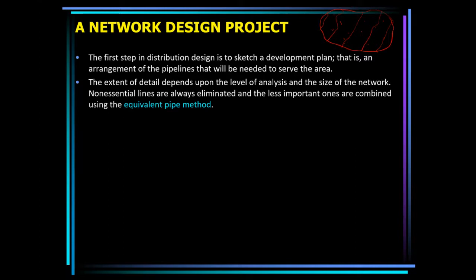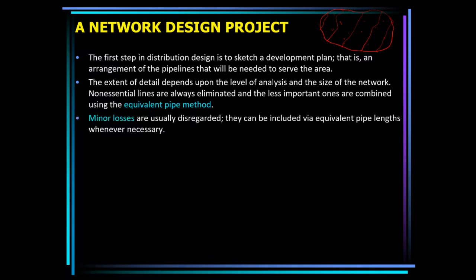So the topographic map shows the ground elevation, with developments, with the houses, and the extent of detail depends upon the level of analysis and the size of the network. Non-essential lines are always eliminated, and the less important ones are combined using the equivalent pipe method. We explained the equivalent pipe method before. And minor losses are usually disregarded because they can be included via equivalent pipe length whenever necessary. And of course, minor losses compared to the major frictional head losses are very, very small.